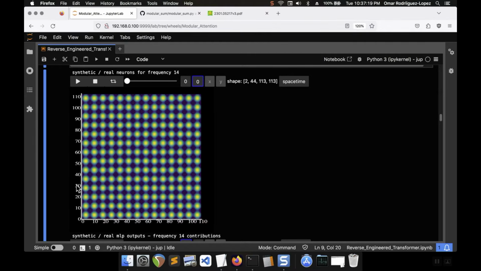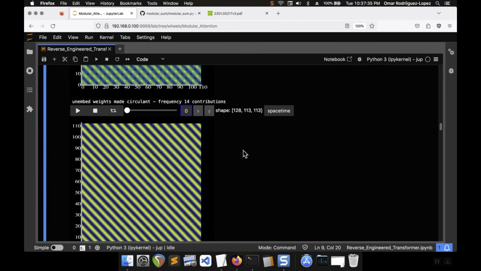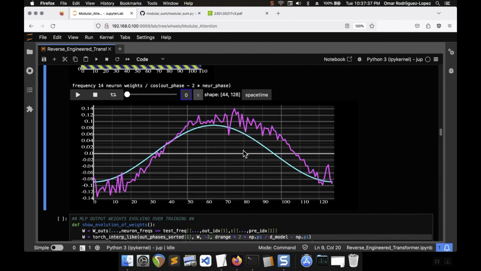Because in order to connect this middle diagonal along with this one, you need the phase space to be traversed twice as fast in the weights. So that's exactly what happens. These are the weights. These are ordered by neuron phase and also output phase. These are all of the residual stream dimensions.